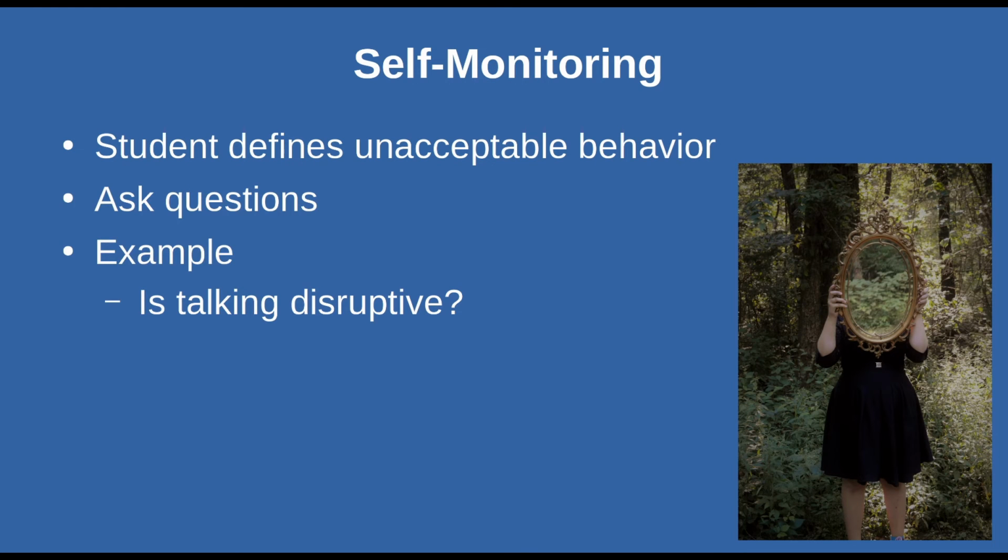Now, self-monitoring has to do with defining the unacceptable behavior. So you have a student who is doing something that is not appreciated, that maybe is considered inappropriate. And so you can tell the student directly, but that doesn't help them to go through the thought process. An alternative that many consider to be better is to ask the students questions. So let's consider as an example that maybe the student is talking and being disruptive in class. So you might want to ask the student, is talking disruptive?